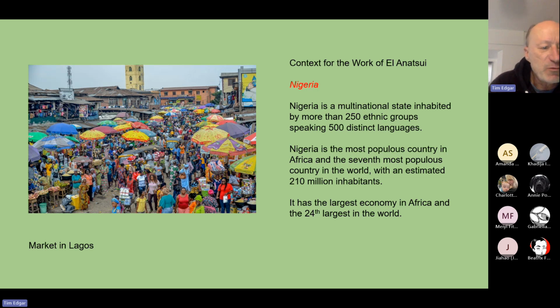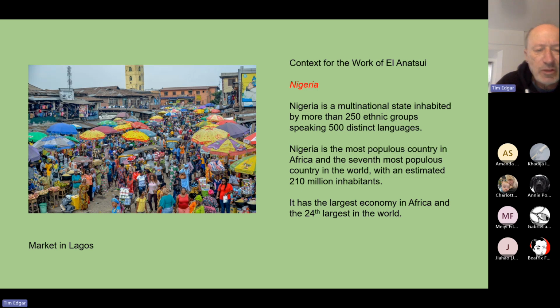If we look at the context for his work, so he's from Nigeria, works in Nigeria. Here's Lagos, which is a huge, a big city, really, really lively, colourful, lots going on.